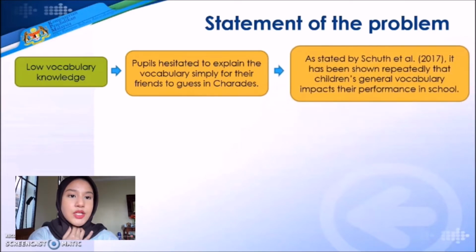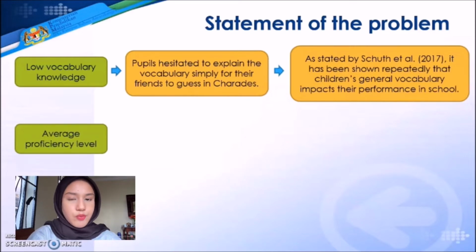As stated by Schuth et al. 2017, it has been shown repeatedly that children's general vocabulary impacts their performance in school. Therefore, it is important for the pupils to have a good vocabulary knowledge for learning to take place easily.